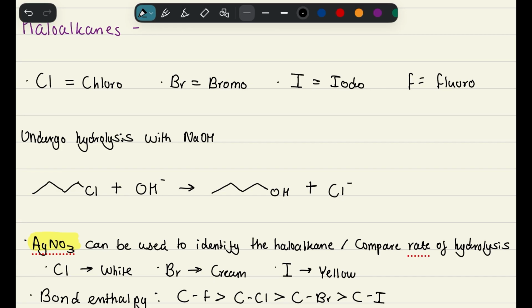You can see here, I'm not drawing the sodium because the sodium is a spectator ion. If you drew the ionic equation, you'd see sodium is a spectator ion. So just using the ions or the things that change, that's your equation. Haloalkane plus hydroxide goes to alcohol plus halide ion.